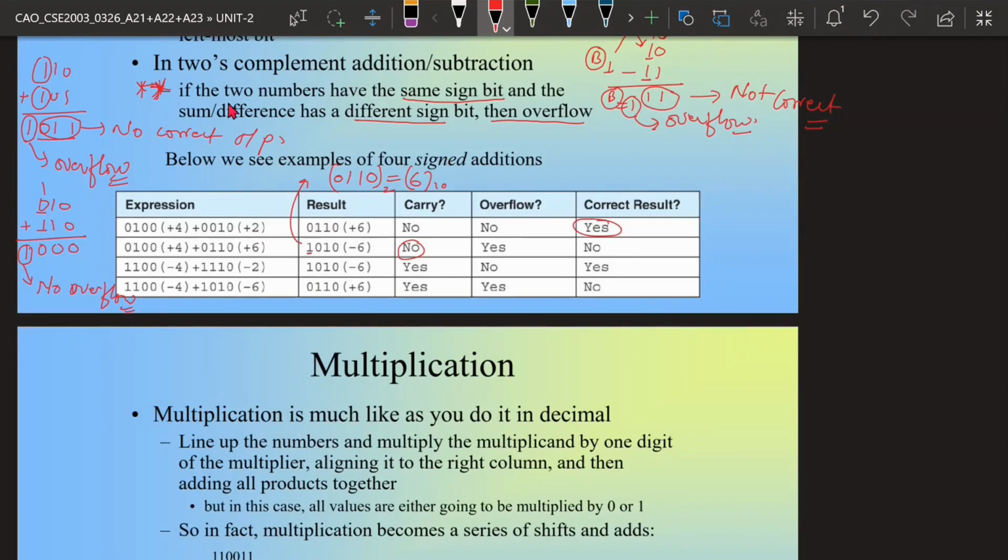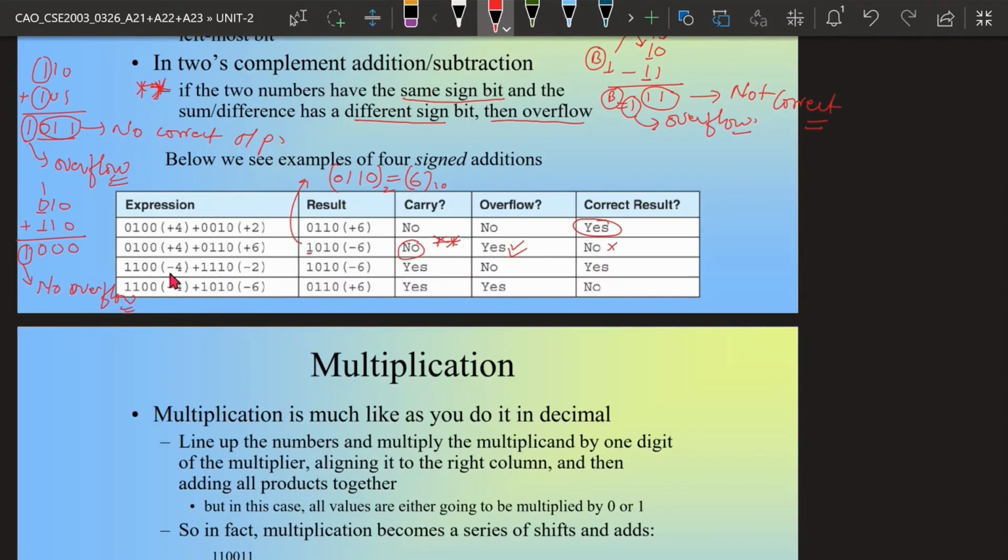Here, if two numbers have the same sign bit, but the sum or difference has a different sign bit, even if there is no carry, you can just see the special case. If there is no carry, there can still be an overflow. If there is an overflow, the result is not correct. It is an incorrect result.